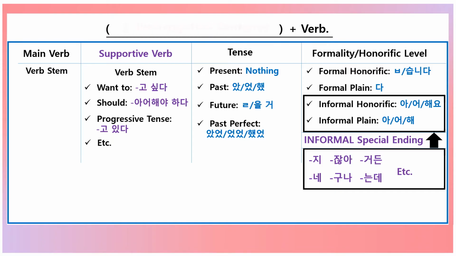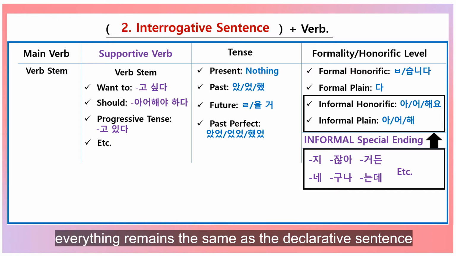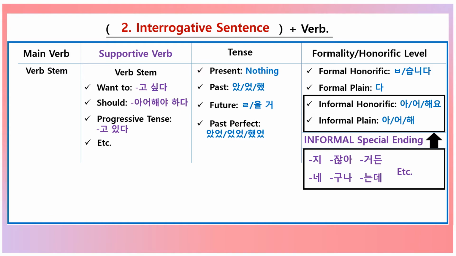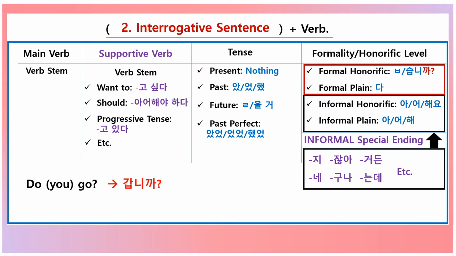In the interrogative sentence, which is the question sentence, everything remains the same as the declarative sentence, but the formal honorific is changed into 비읍니까 or 습니까 with a question mark. So, 갑니까 is "do you go," and 먹습니까 is "do you eat," something like that. And in a question, the formal plain becomes 냐. So, "do you go" is 가냐, and "do you eat" is 먹냐.